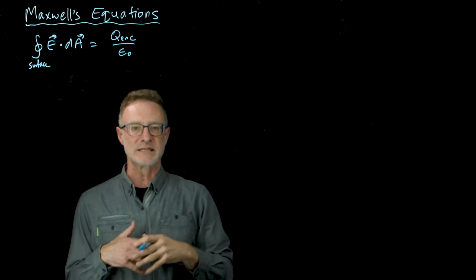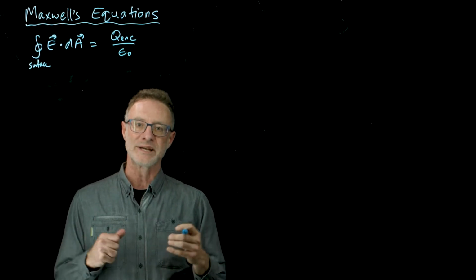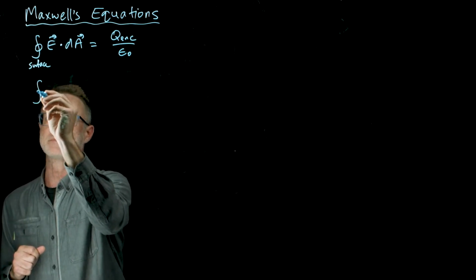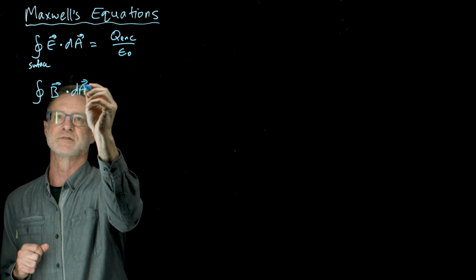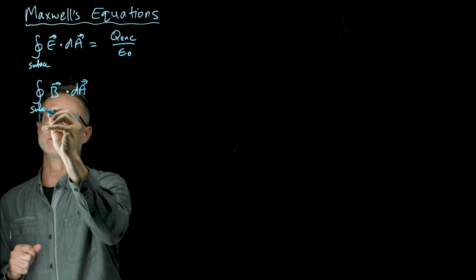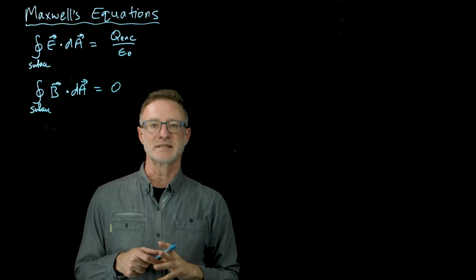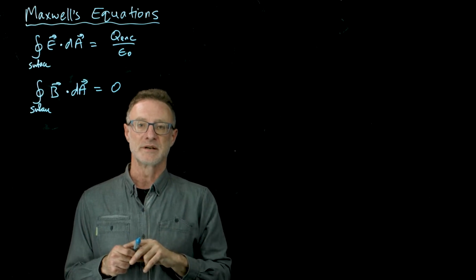So that's Gauss's law, and that's essentially telling us that electric field lines come out of positive charges and go into negative charges. And then alongside that, we have the same thing for magnetic fields: the flux of a magnetic field through a closed surface, and that's always 0, which is to say that there's no such thing as a magnetic monopole. Magnetic field lines always form closed loops.